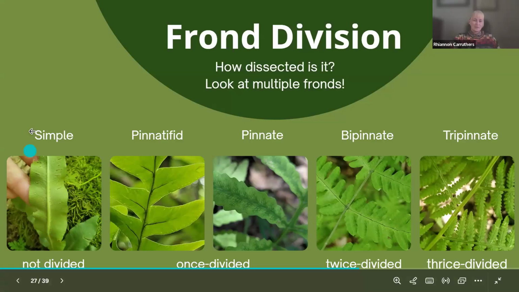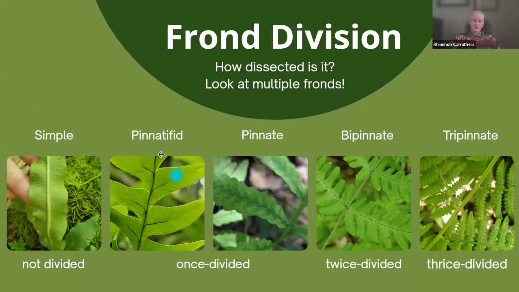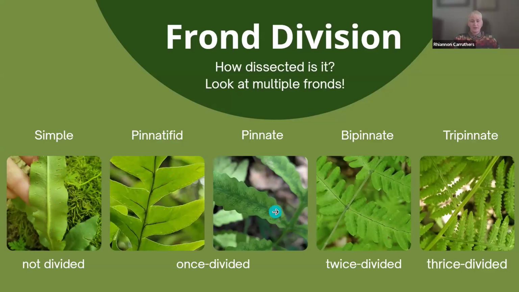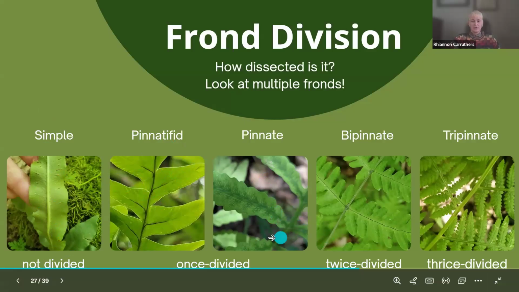If it's simple or entire, we're not seeing any divisions. So this is like our heart's tongue fern or our walking fern. If it's once divided, we're seeing these cuts into the fern. This is what's called pinnatifid, in that these are not separate. We can see that they're all still attached to the rachis here, compared to what's known as pinnate. We can see that this is not attached right to the rachis.